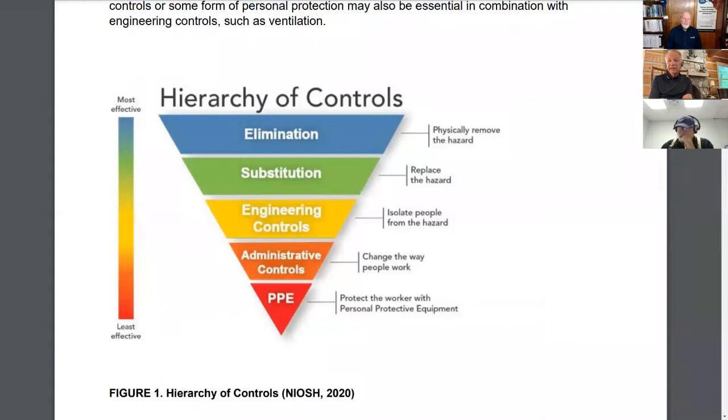The next section in yellow is engineering controls. Engineering controls is what the industrial ventilation manual is about. It's how to design systems that can reduce, remove, or mitigate the hazard itself using some sort of an engineering concept. And that can be a lot of different things.